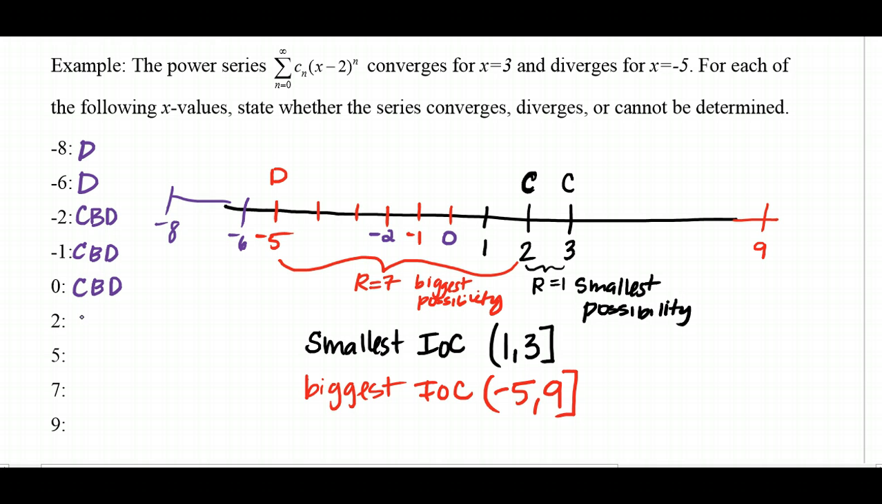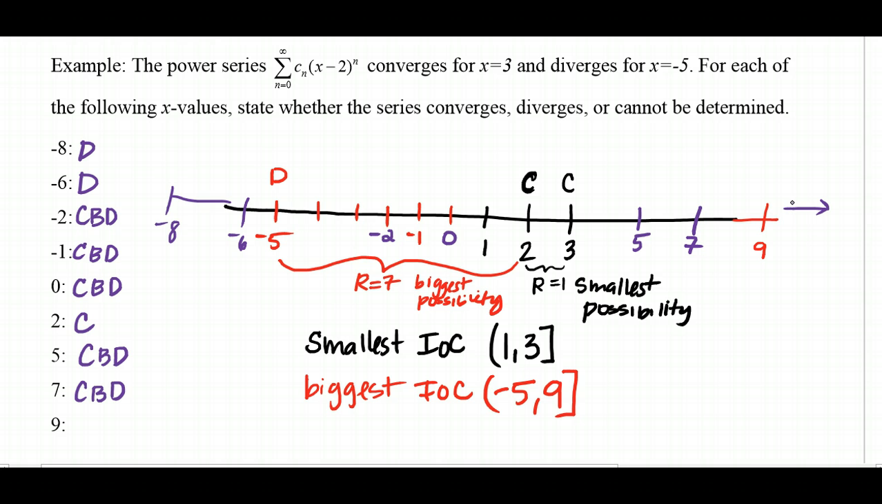And well, 2 is the center, and every power series converges at its center, so we can declare that at 2 the power series converges. And so now let's think about 5. So at an x value of 5, say right about there. Well, everything in this interval from 1 to 3 definitely has to converge. But the biggest interval of convergence was from -5 to 9. So 5 is not outside of 9, and it's in that gray area again where I'm not sure. So 5 is also cannot be determined. 7 falls in that same gray area that cannot be determined.